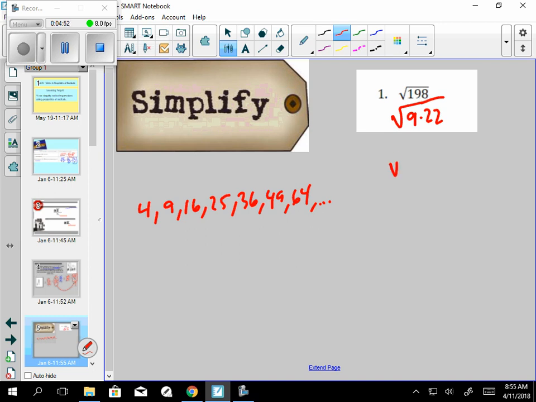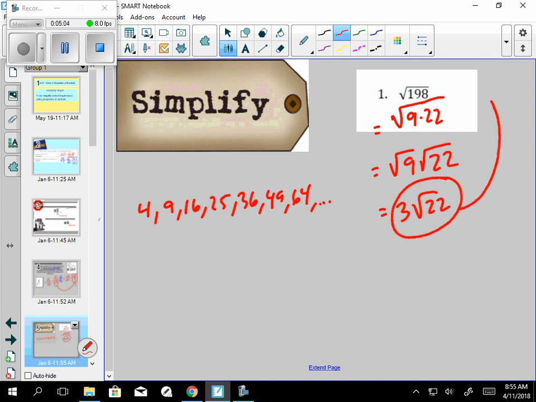Now using that property before, we know that's the same as square root of 9 times the square root of 22. Simplifying square root of 9, the perfect square one, we get 3 square roots of 22. That is now a simplified version of what we started with because we pulled a number out of the square root.